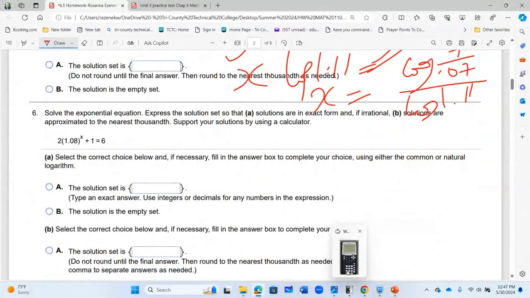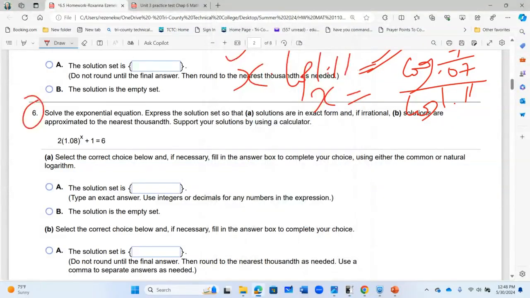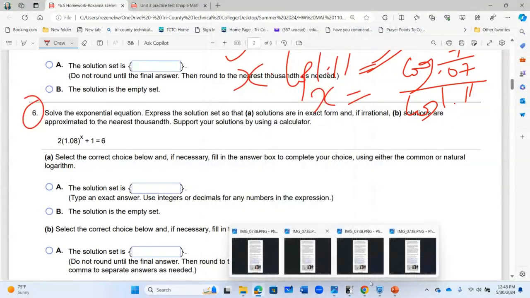So my answer is 44.13. Okay, if you're just coming in, what we're doing is section 6.5 homework. So today we are doing 6.5 and 6.6. And on Saturday, the unit 3 test will open. On Sunday, both the unit 3 test and quiz will open and will be due on Monday. Okay, so let's do number 6. And after this, I have to let you finish the homework. This is homework for tonight.